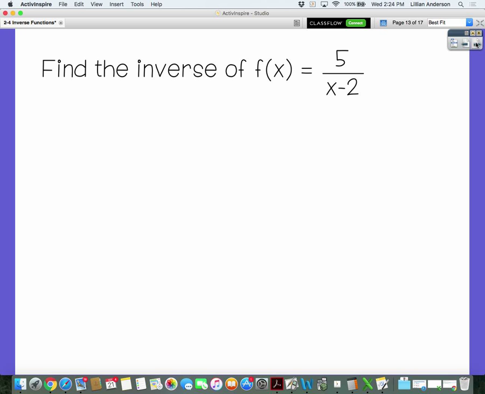Replace x and y? Or switch x and y? Switch x and y. Wait, so what should I write? F of y.